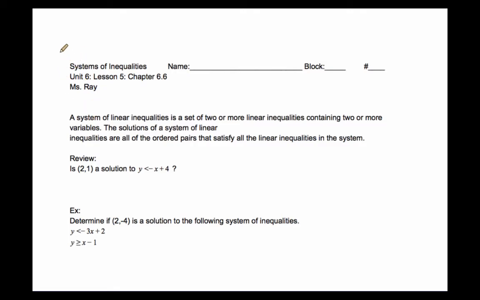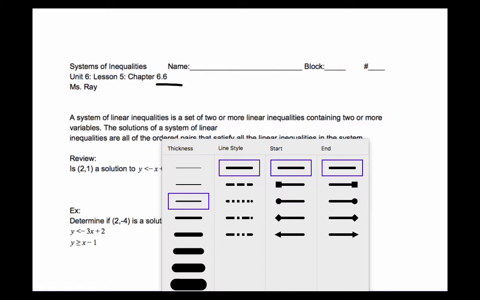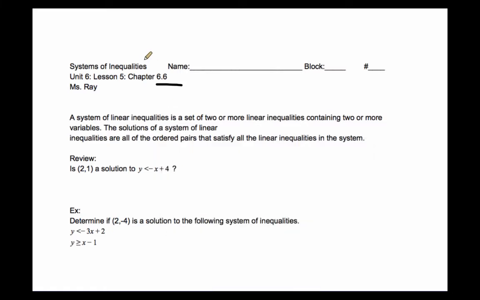All right, here we are in Unit 6, Lesson 5. This is covering Chapter 6.6 in the textbook. This is Systems of Inequalities. So we have already learned what an inequality is. Remember, the inequalities are less than, greater than, less than or equal to, and greater than or equal to. Those are inequalities. And a system is where we have two or more of those. Okay, that's what we learned in the last few lessons.